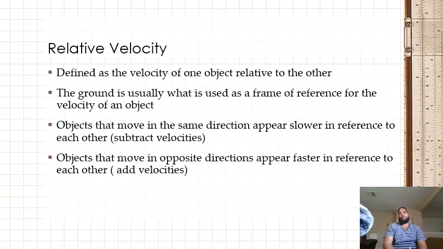Okay? Now, the only difference between relative velocity and the velocity that we know and use when we drive and run and do all that stuff is that the ground is used as a frame of reference for the regular velocity. For relative velocity, two objects are used as frames of reference. A moving object is used as a frame of reference.